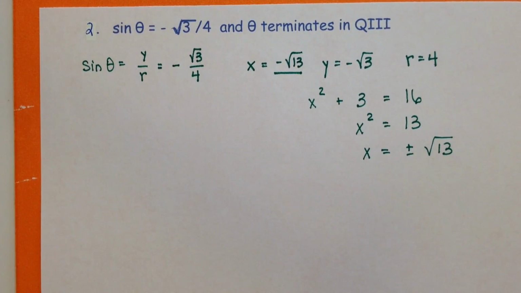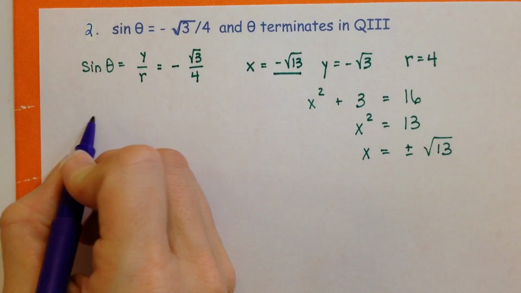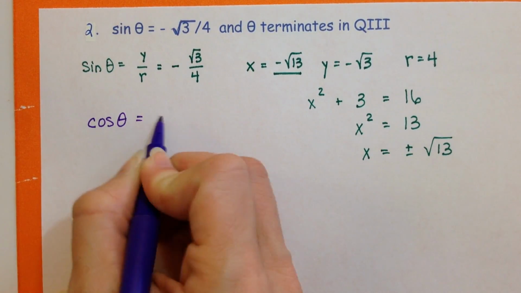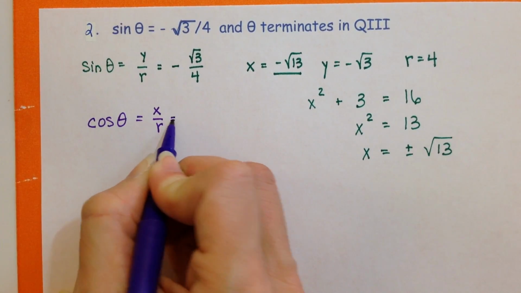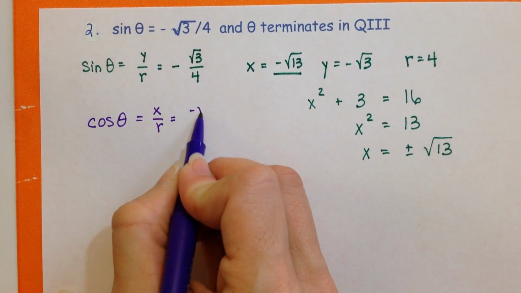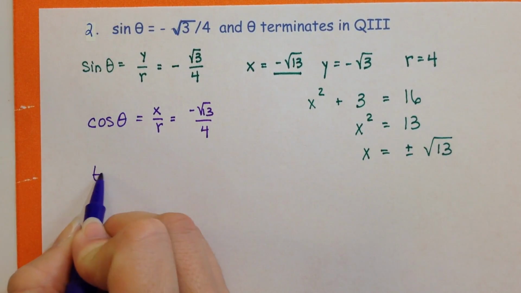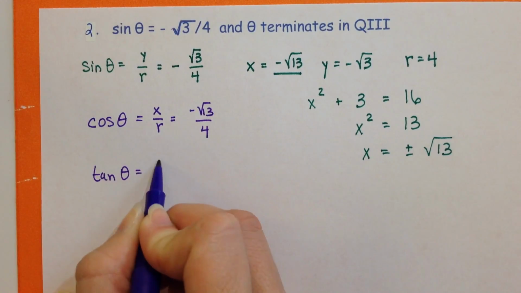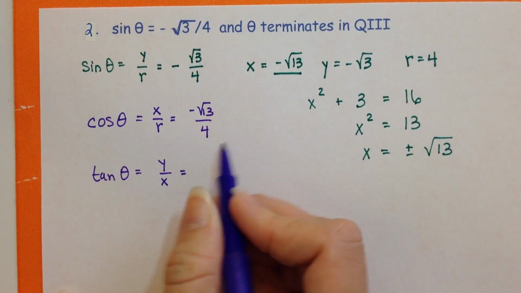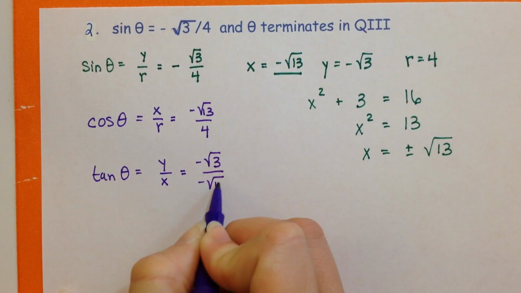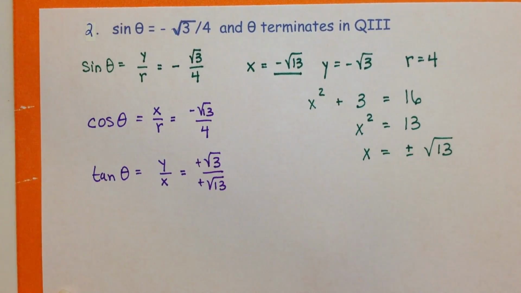Okay, so now we're just ready to make those ratios like we've been making. Of course, sine was the one that was given to us, so we don't have to start there. We'll start with cosine. So cosine is x over r. So that'll be negative square root 13 over 4. Tangent is y over x. So that's going to be negative square root 3 over negative square root 13, which is just going to end up making that positive.